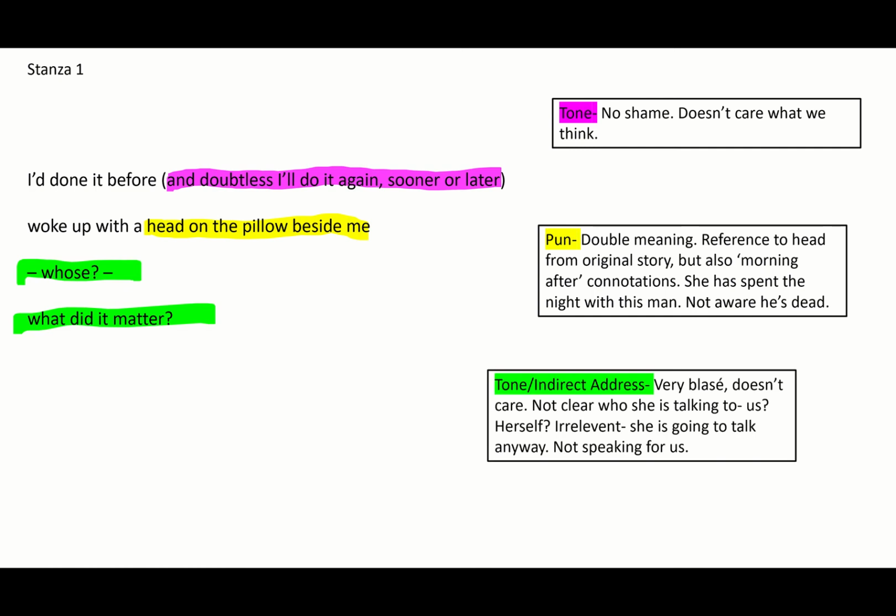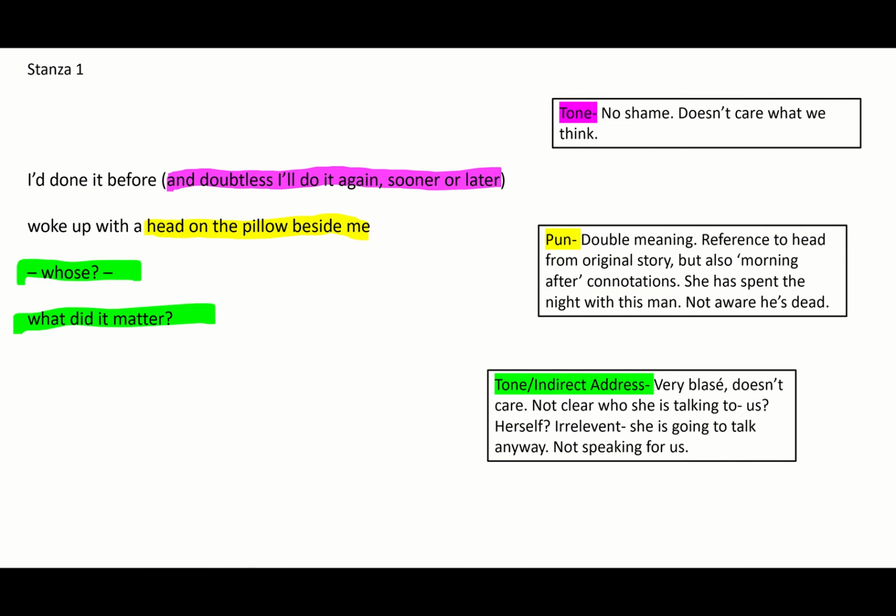And in the green here, there's this also tone and this indirect address. So whose head? She doesn't recognize the face. And what did it matter? So in terms of the tone, she's very blasé. She really doesn't care here, right? She's like, what? Who is it? Who cares? So she just does not care. And in terms of the indirect address, it's really not clear who she's actually talking to here.